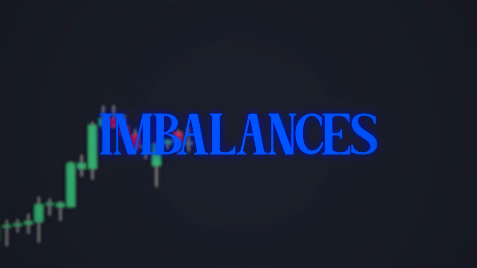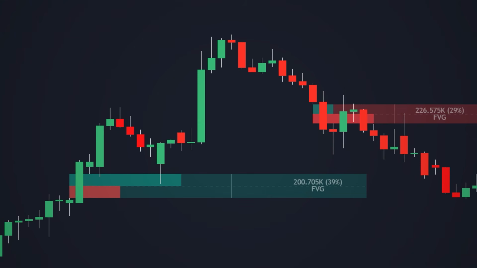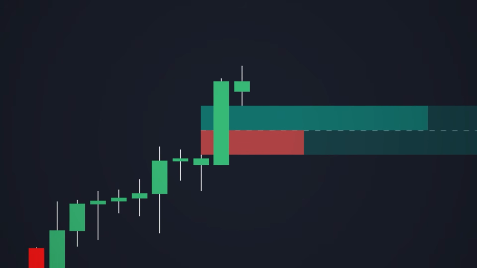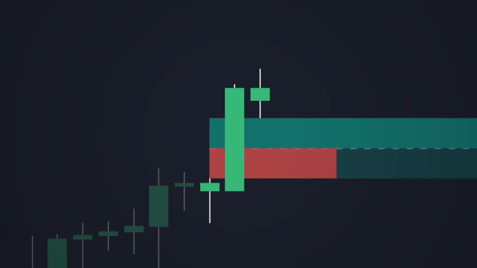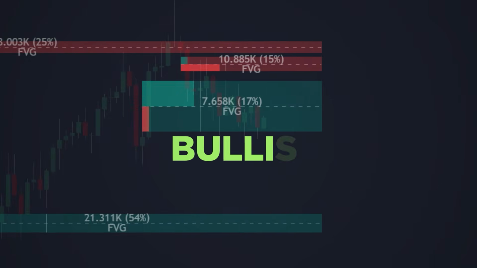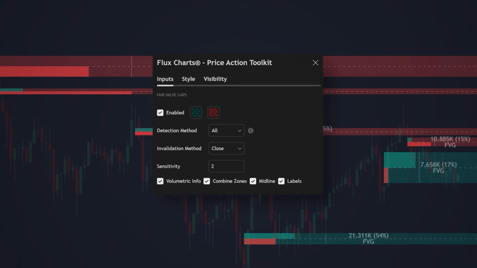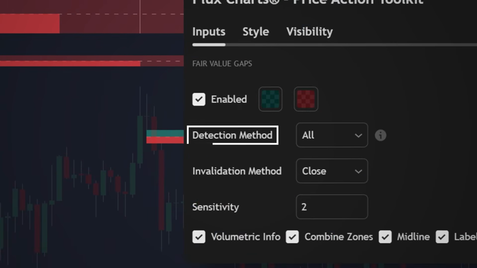The price action toolkit spots 3 types of imbalances. The first is fair value gaps, or FVGs. These act like price magnets. Price usually revisits these gaps to fill them, and the toolkit automatically detects bullish and bearish FVGs on your chart. You can control how often they appear with 2 key settings: detection method and sensitivity.